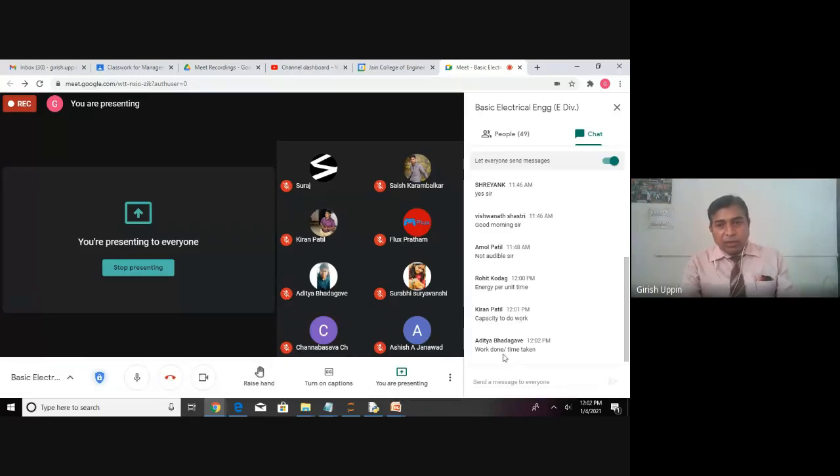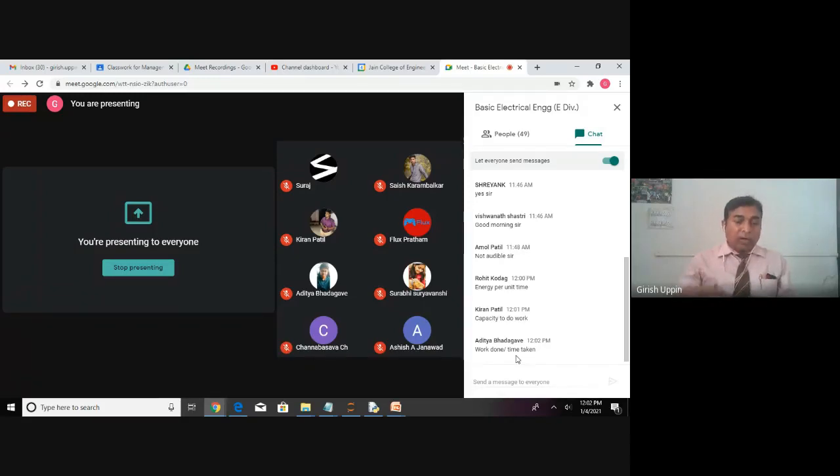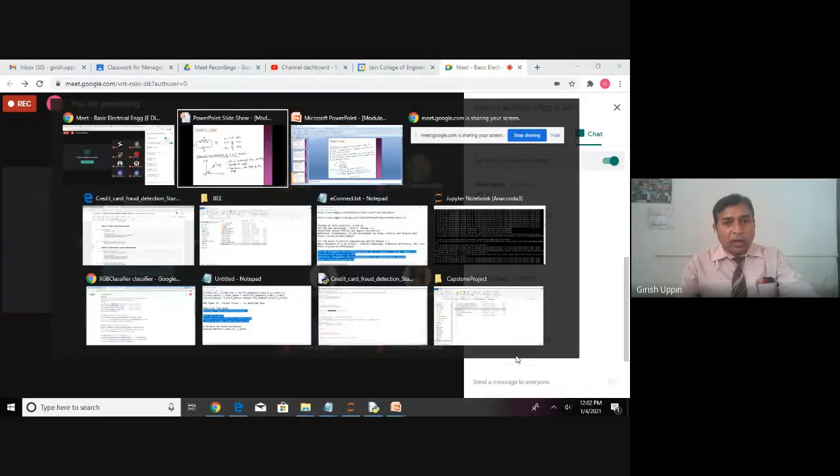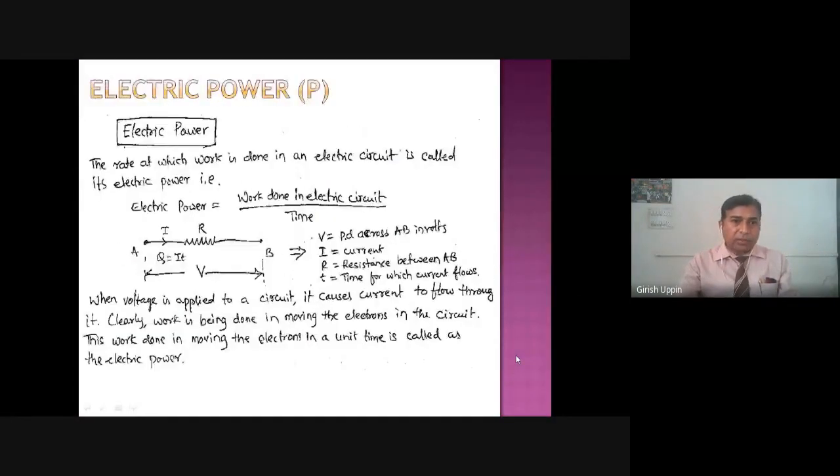That is correct. Capacity to do work done per time, that is correct. So if you have more power, you can do more. The rate of doing work is more. So if there is a JCB, maybe it will do it in like 5 minutes, because it has much more power compared to the adult or the kid. So the rate at which work is done in an electric circuit is called electric power.